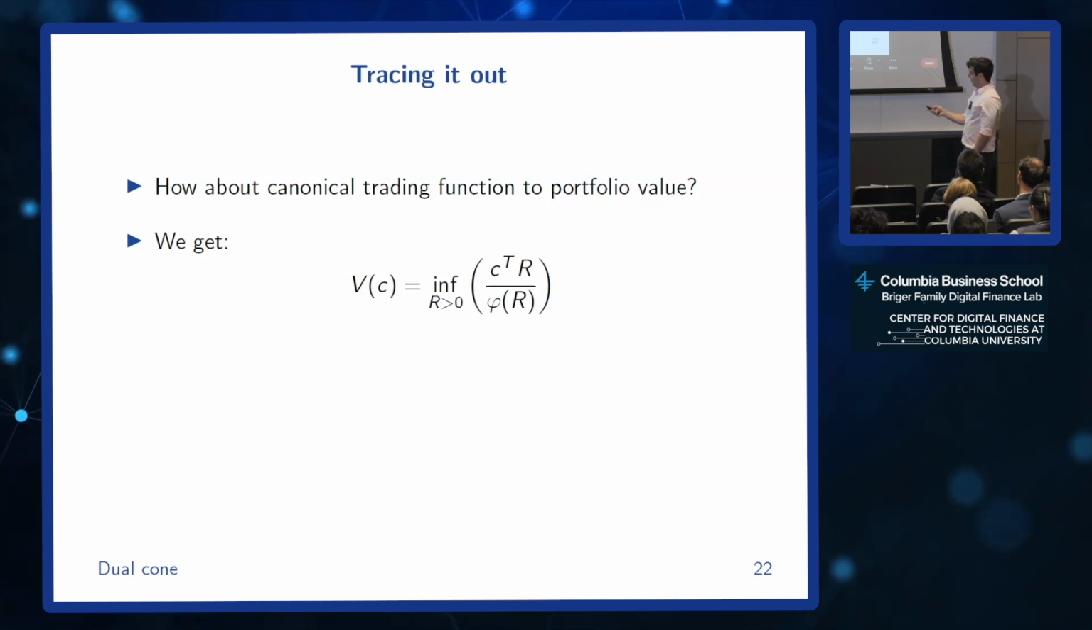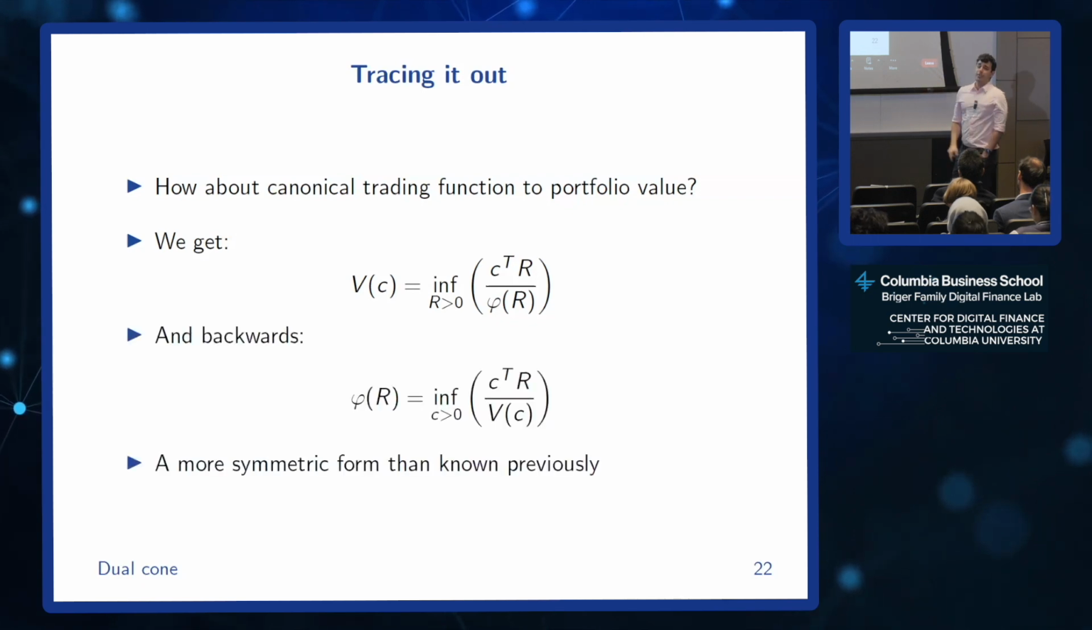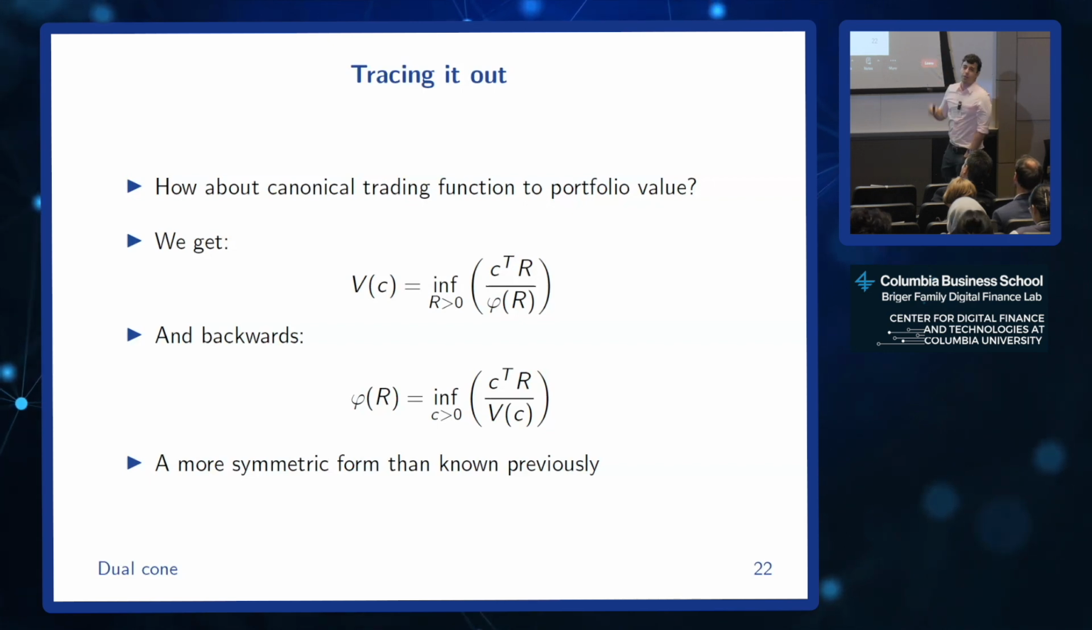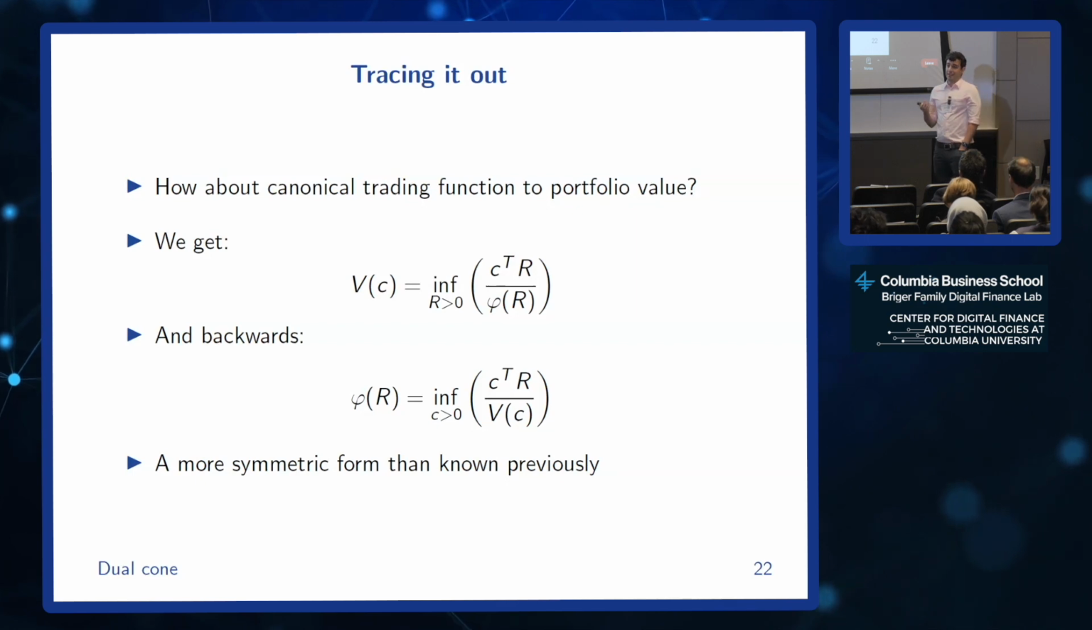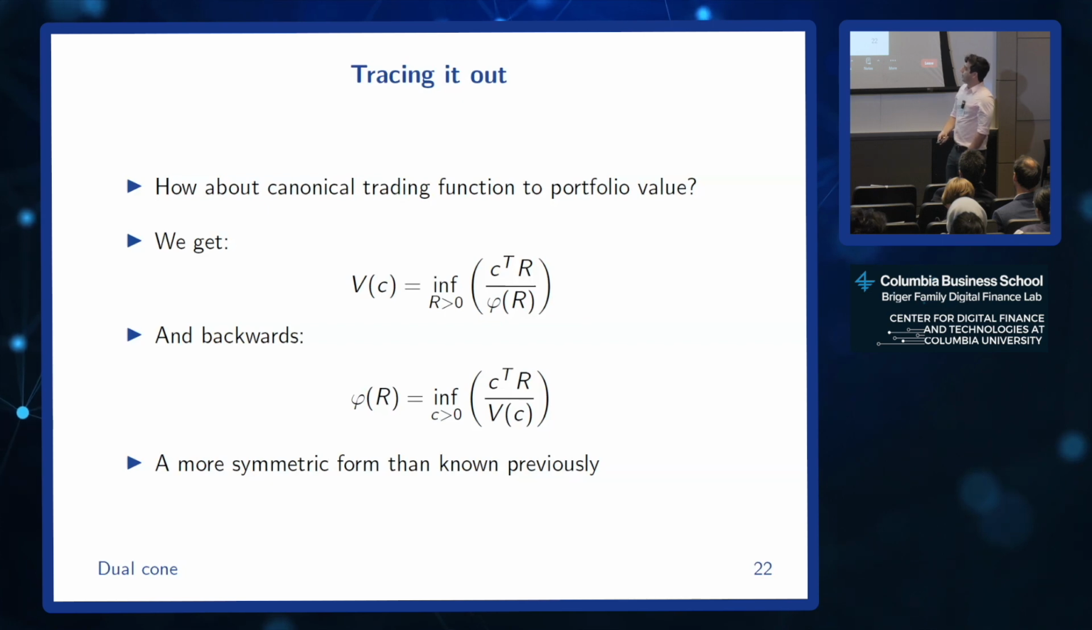What's not obvious is the following, which is actually the trading function looks the same, right? Just replacing phi for v and c for r. So this gives a very nice, lovely equivalence between the portfolio value function and the canonical trading function that, at least to our knowledge, is not known. And it's kind of nice, right? It highlights that in some sense, they really are duals of each other in a very concrete, weird way. And so this is a more symmetric form than was known at the time.